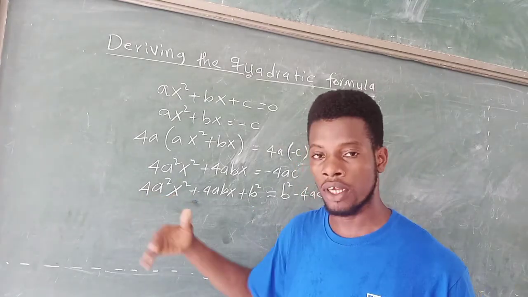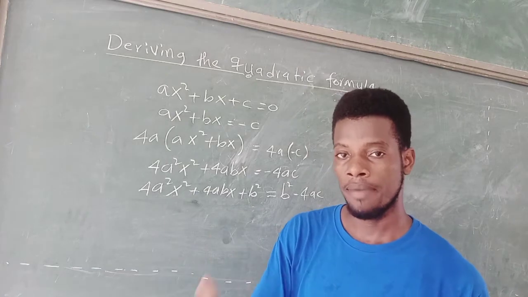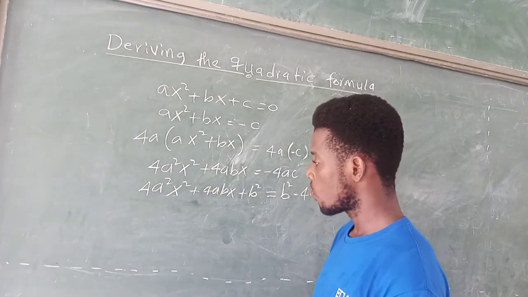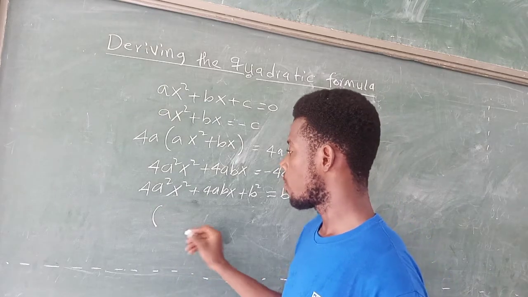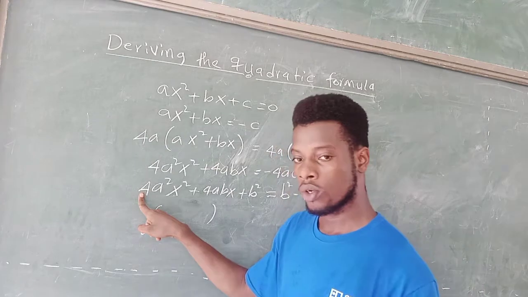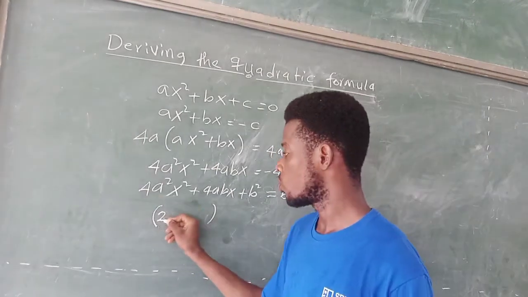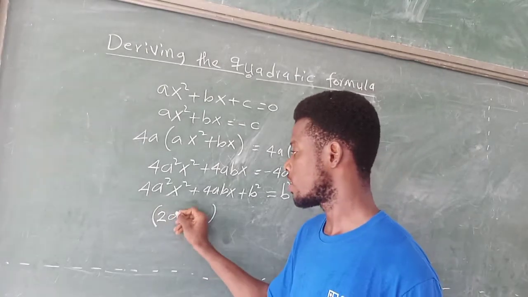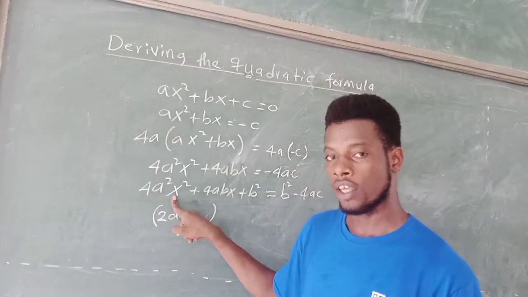This is a trinomial because it has 3 terms. Tri means 3. This is a perfect square trinomial. How do we factorize that? It will be in parentheses. What is the square root of 4? That's 2. What is the square root of a squared? That's a. What is the square root of x squared?